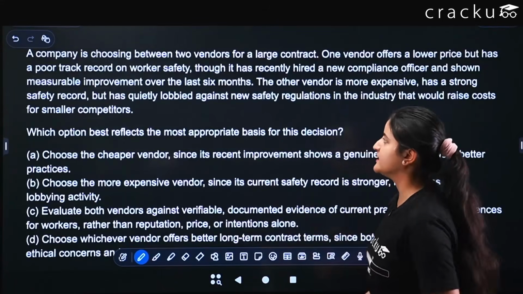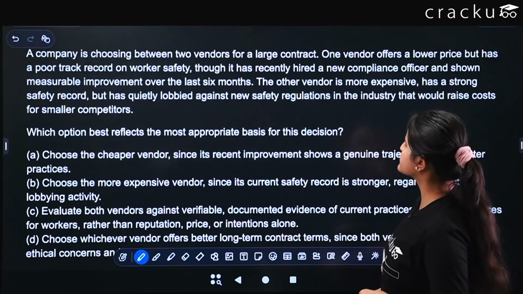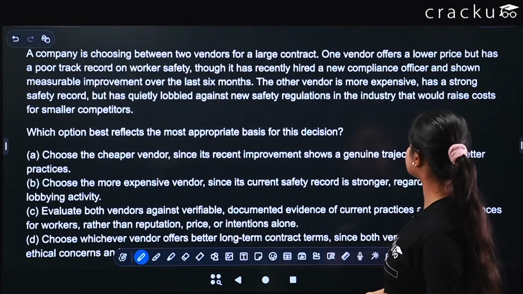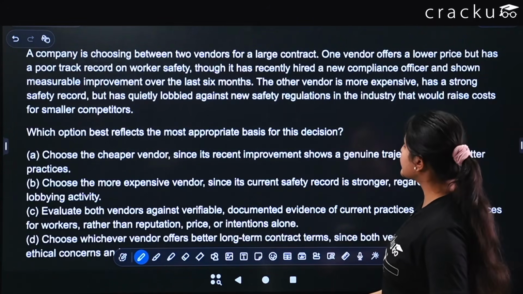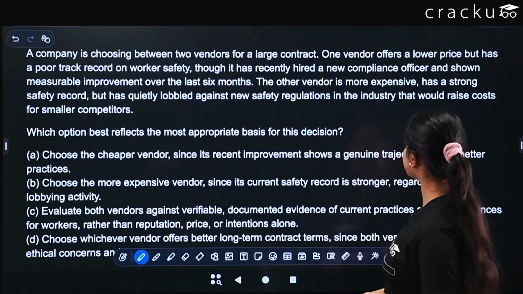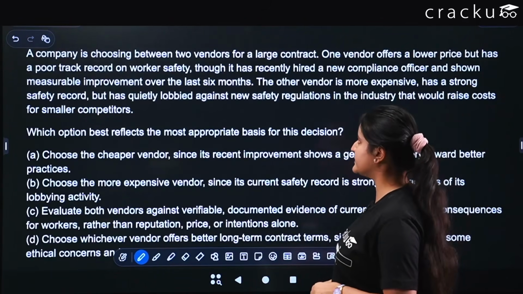Okay, let's see. A company is choosing between two vendors for a large contract. One vendor offers a lower price but has a poor track record on worker safety. Though it has recently hired a new compliance officer and shown measurable improvement over the last 6 months.